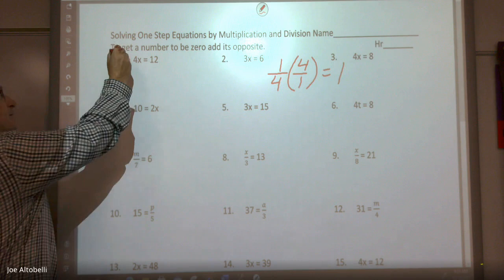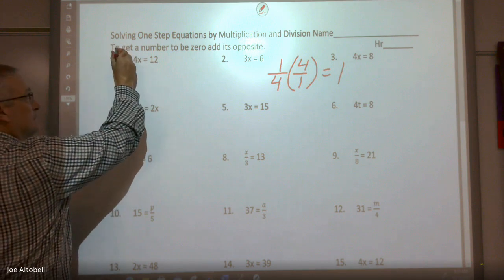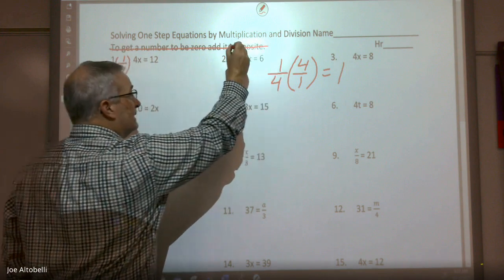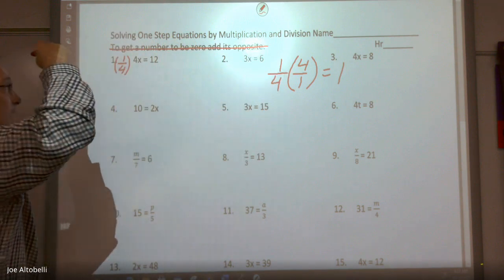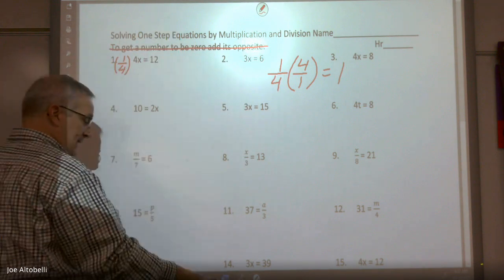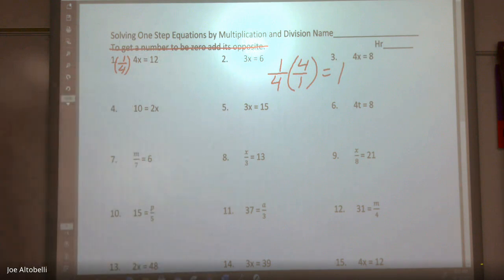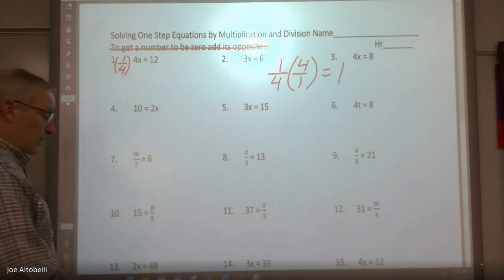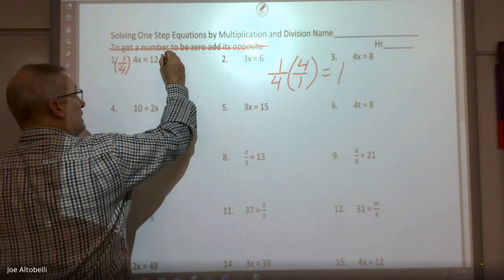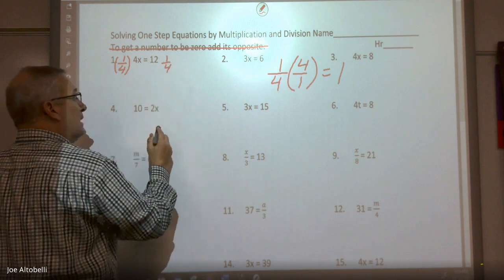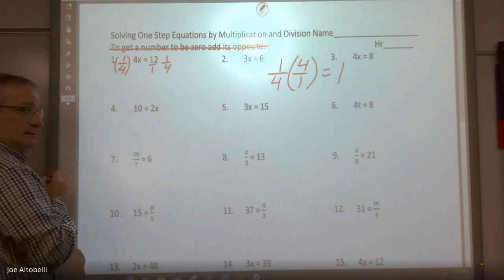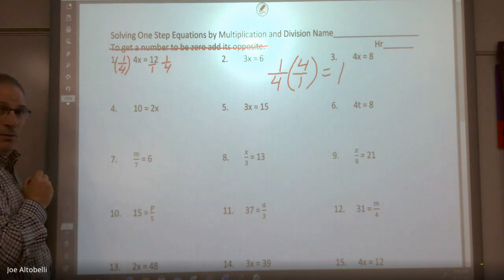Oh, this is the directions from the other one. It should say, well, it doesn't say it. It would have given you our answer that we're talking about right now. Okay, so we're going to multiply by 1/4. Remember, when I multiply by 1/4 here, that's 12 over 1, right? The whole number over 1.